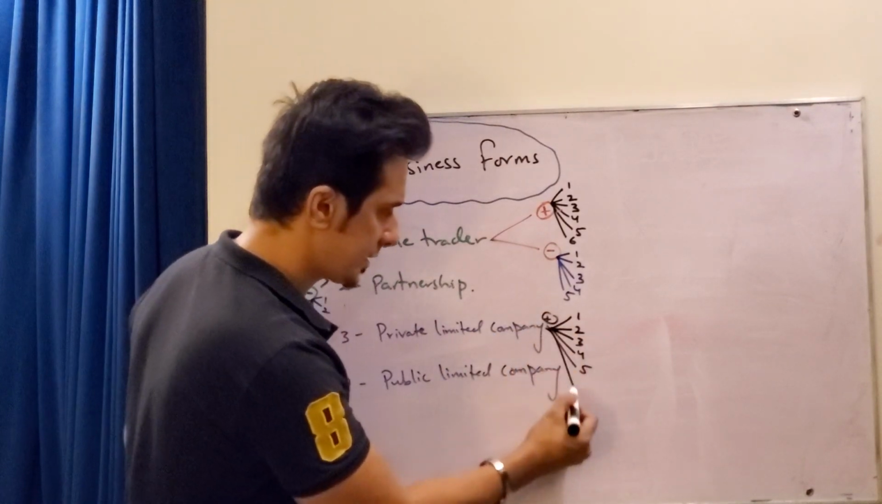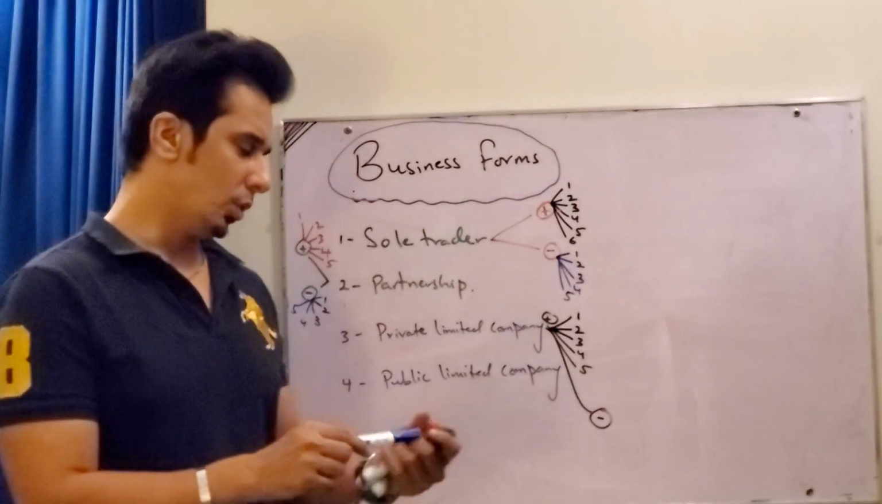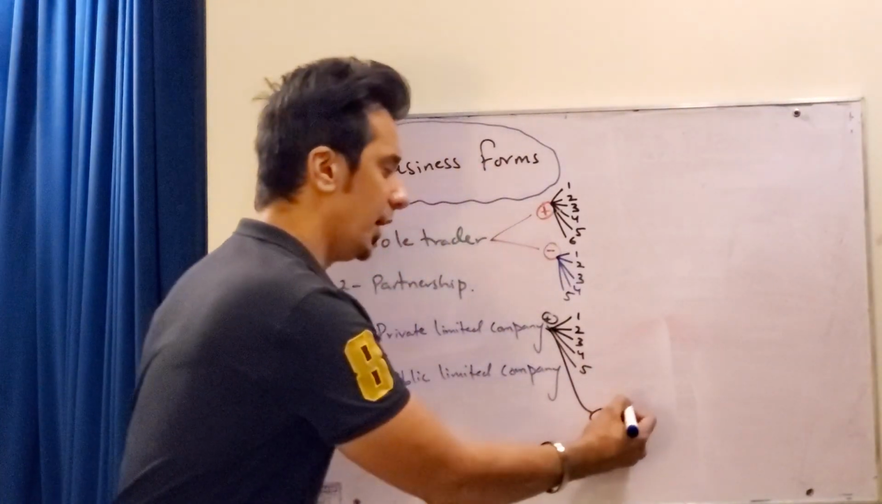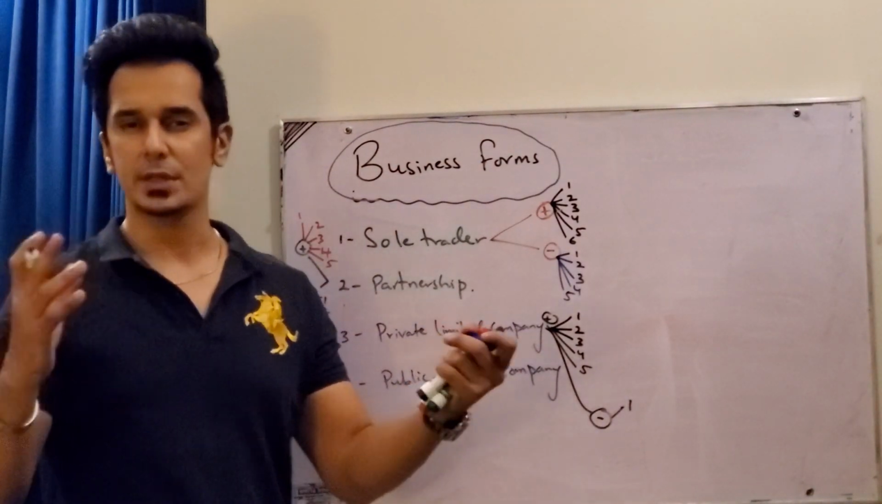However, there are certain drawbacks of running a private limited company. What can be the drawback of running a private limited company? The first drawback is that there is limited source of finance.